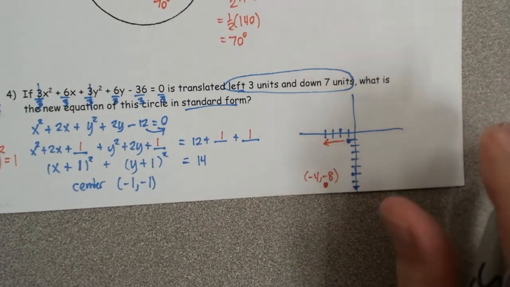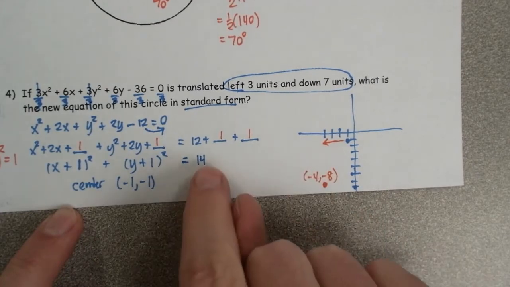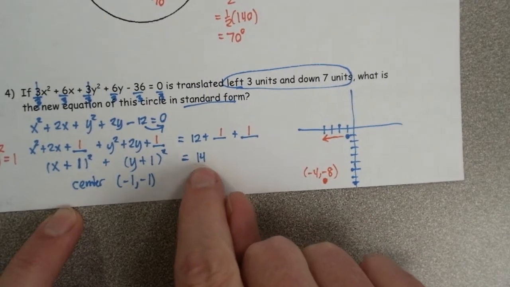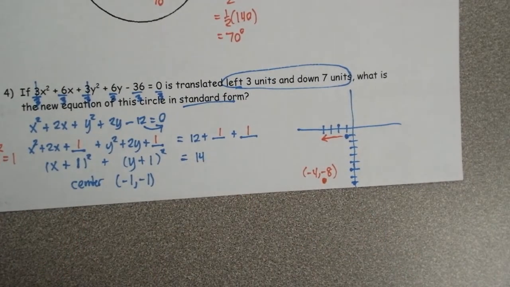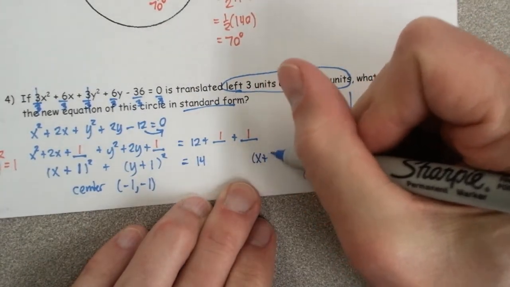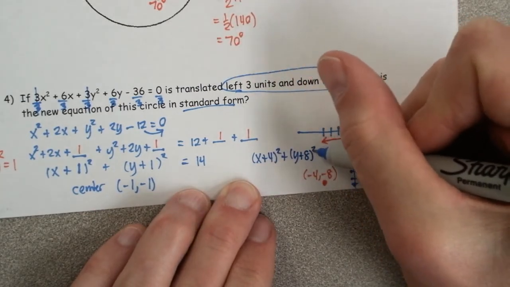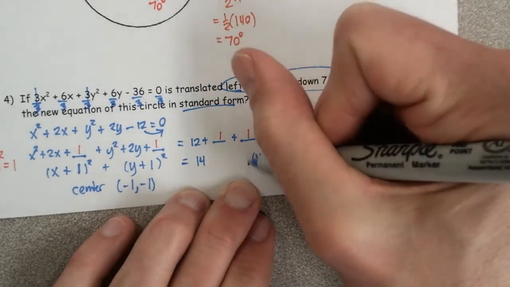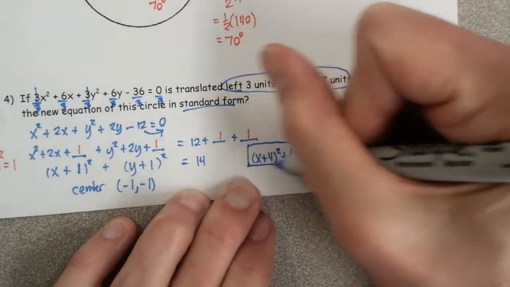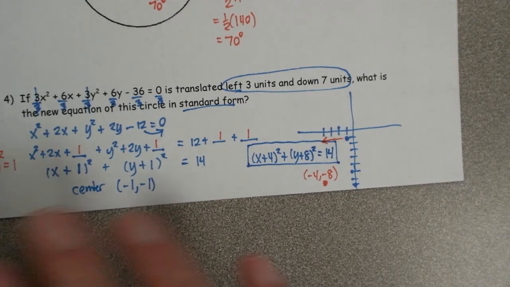So the answer to my question is going to have to incorporate this center. It's going to have the same radius. That's r squared, so its radius is going to be the square root of 14. So my new equation is going to become x plus 4 squared plus y plus 8 squared, and the 14 will remain the same. Okay, let's look at question number 5.